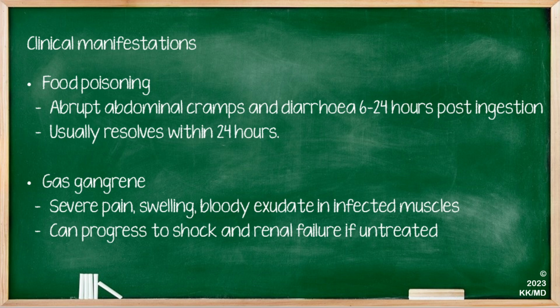The clinical manifestation really depends on the type of infection. As for food poisoning, you get abrupt abdominal cramps and diarrhea 6 to 24 hours after ingestion of the contaminated food, and it usually resolves within 24 hours. As for gas gangrene, it can cause severe pain, swelling, and bloody exudate in infected muscles, and it can progress to shock and renal failure if untreated. It certainly needs to be treated as a surgical emergency.